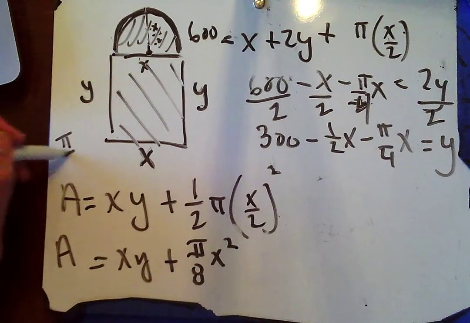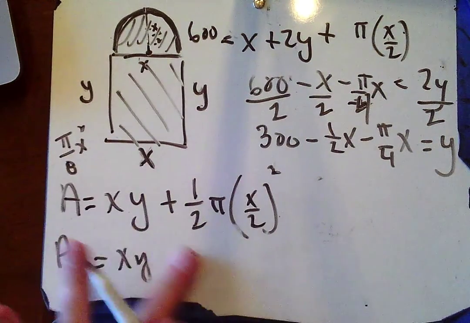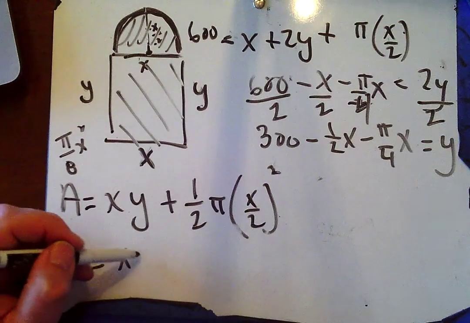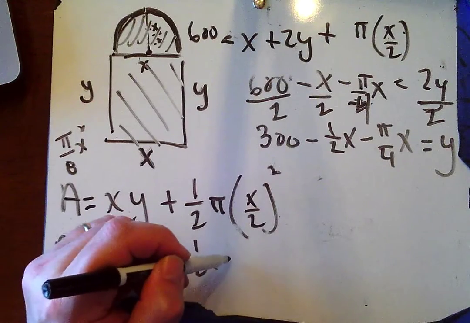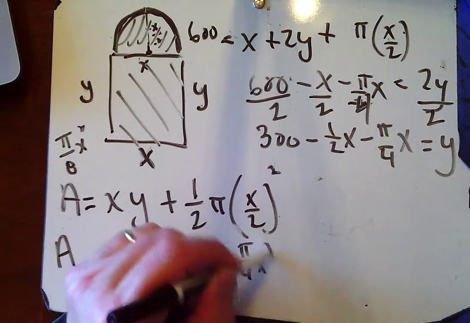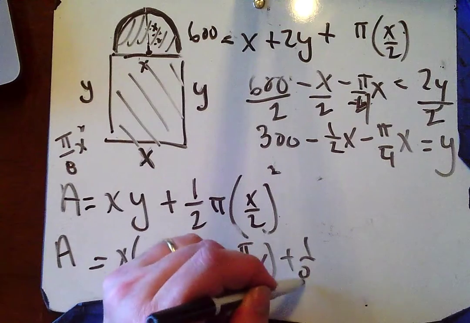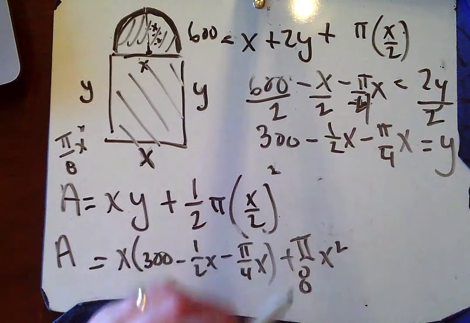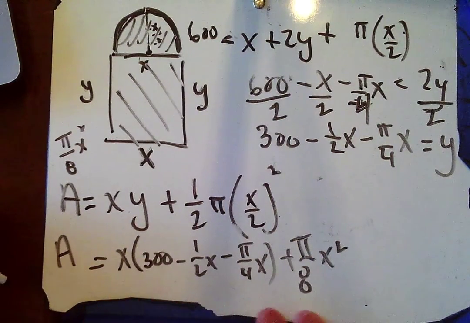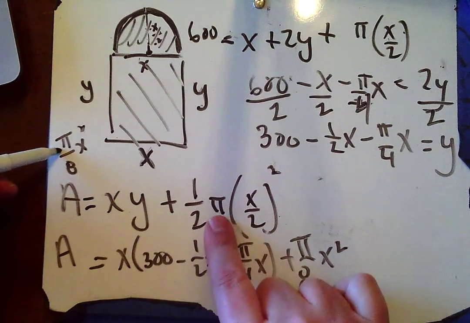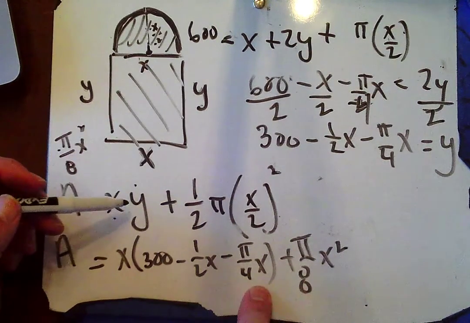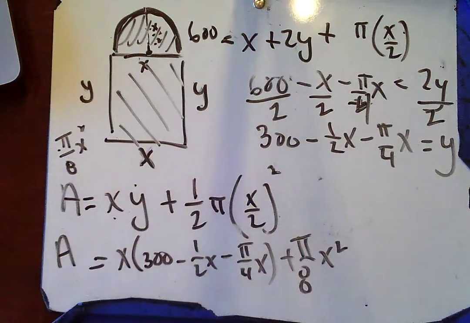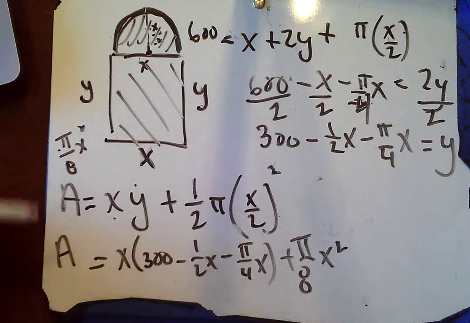Okay, don't lose that pi over 8x squared that you'll want later. So this is going to be 300 minus 1/2 x minus pi over 4x plus 1/8 x squared. Oh, there's a pi on top. So there's a pi on top. That's the circle, that's the rectangle, that's us getting rid of, and we have pi there because that's part of the 600. Okay, sorry, just need to think about that a minute.